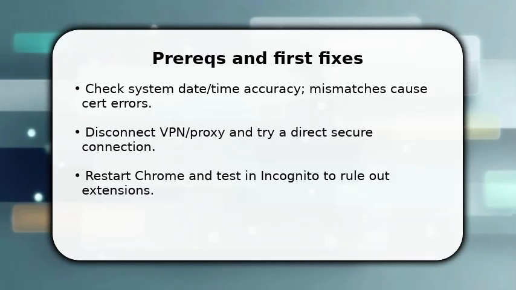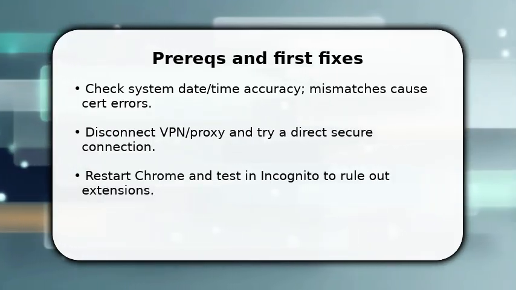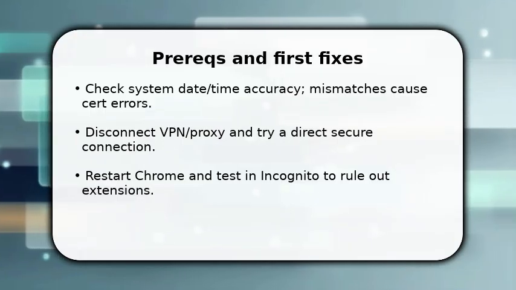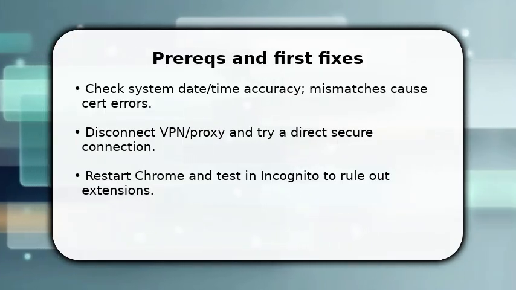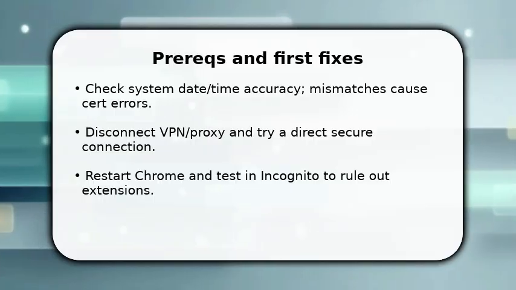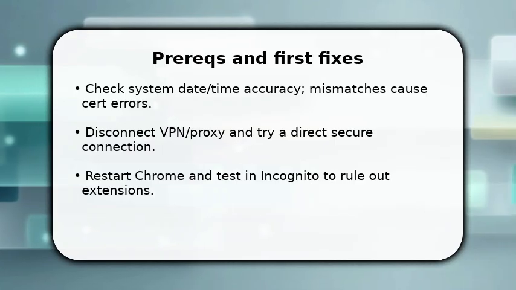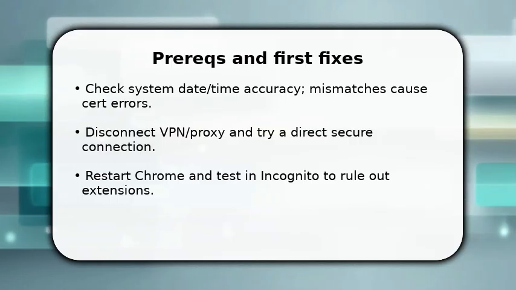You start by confirming basic prerequisites. Check the computer's date and time because an incorrect clock breaks certificate chains. Next, disconnect VPNs or proxies. They can intercept secure traffic and trigger privacy errors. Once done, restart Chrome and open an incognito window. This quickly isolates extensions. If the error disappears, an extension or profile setting caused it.